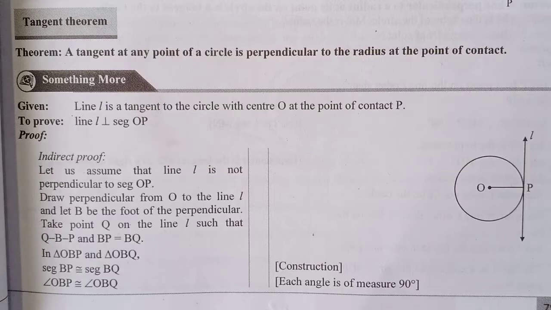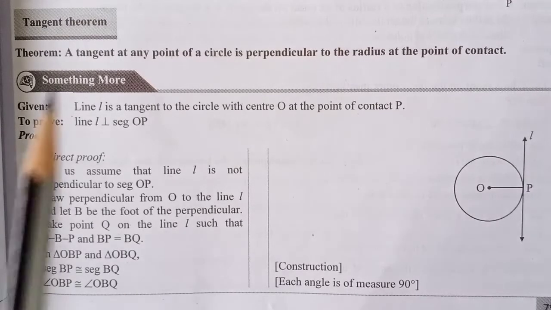So the first theorem of this chapter is the tangent theorem. And tangent means what? You have already studied in the previous lecture. Tangent means a line which touches the circle only in one point. That is important. It's called a tangent of the circle. And a line which intersects a circle in 2 points is called a secant. So what is the theorem?